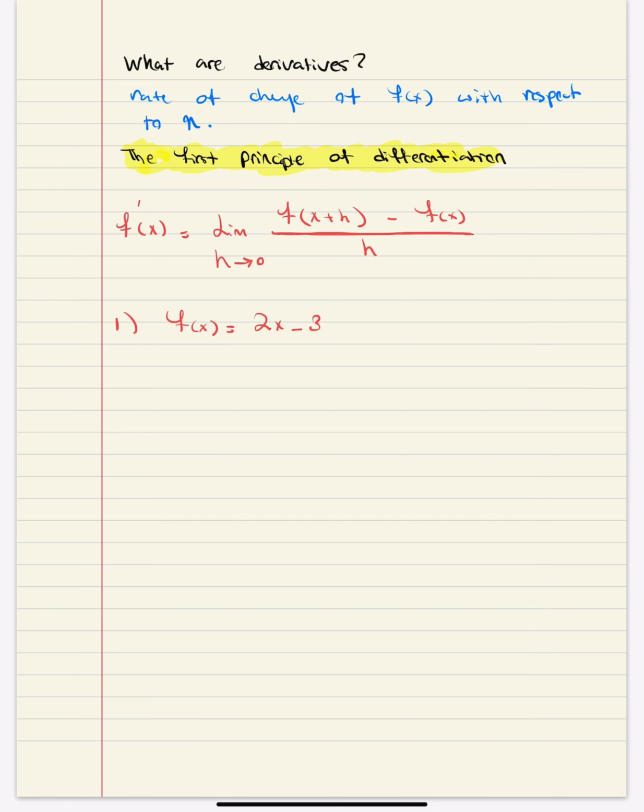Our first function is given 2x minus 3. Now, let's solve for f of x plus h here. And to do so, we simply replace the variable x with x plus h, and we expand and simplify. So, in this case, f of x plus h would simply be 2 multiplied by, open brackets, x plus h, minus 3. And if we expand this, this would result in 2x plus 2h minus 3.